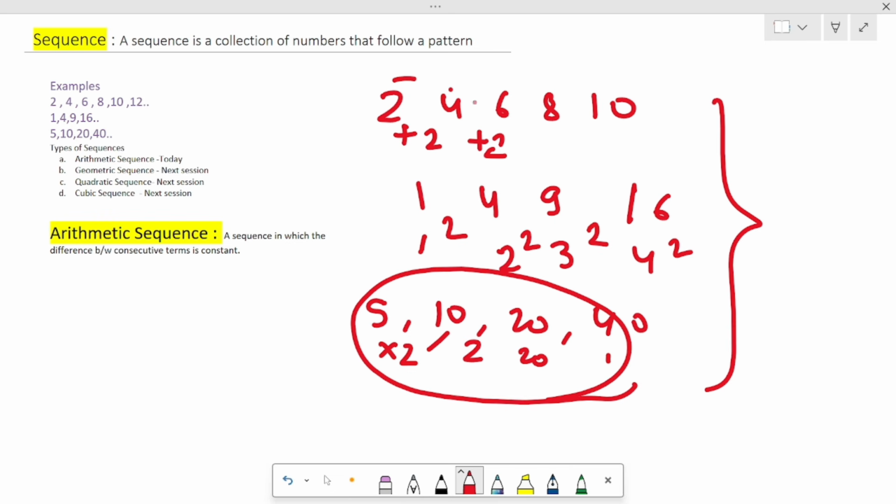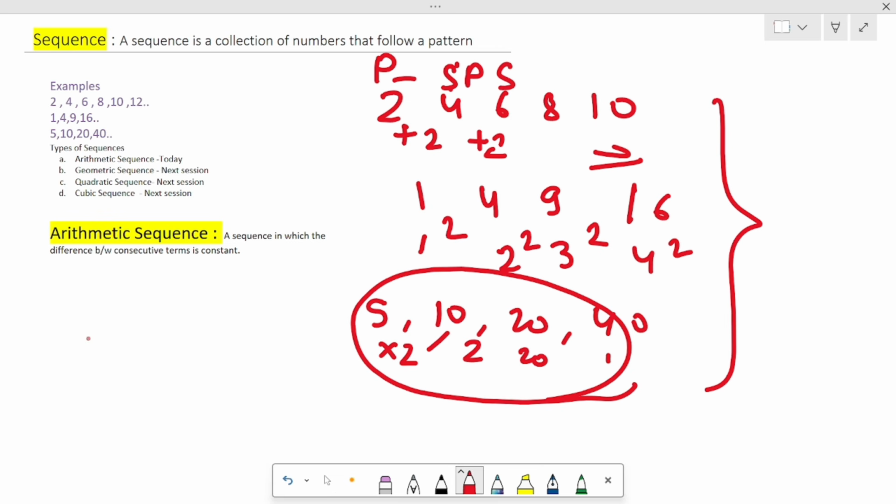If you see the first example, consider these two terms, 2 and 4. So 4 is the successive term of 2. That means this is the successive term and this is the preceding term. So if the difference between the successive and preceding term is always constant, like in this case, 6 minus 4 is 2, 8 minus 6 is 2, and 10 minus 8 is 2. So in this scenario we can say this is an arithmetic progression or arithmetic sequence.